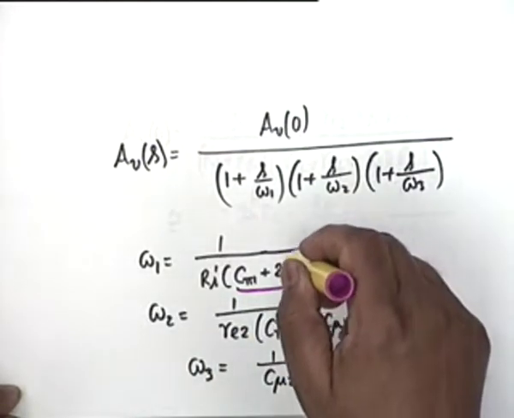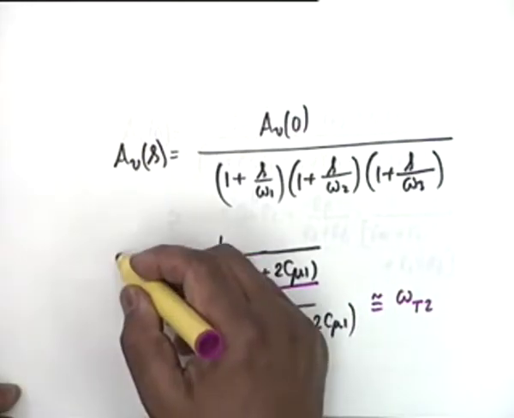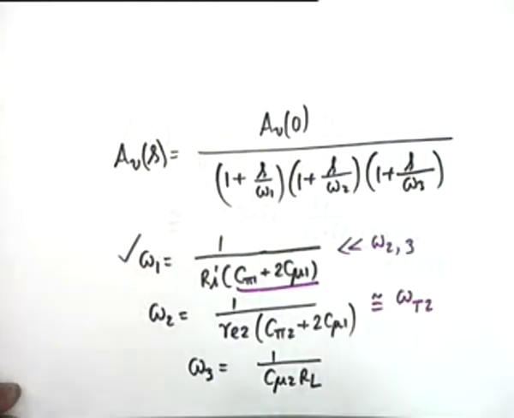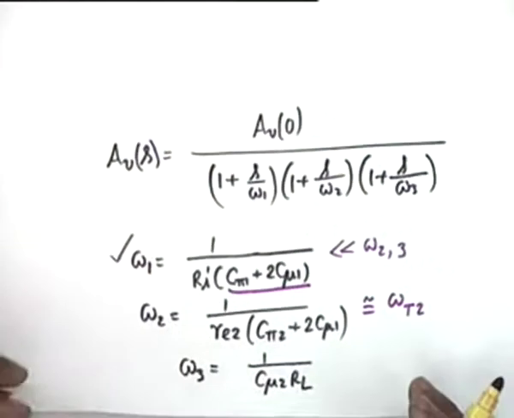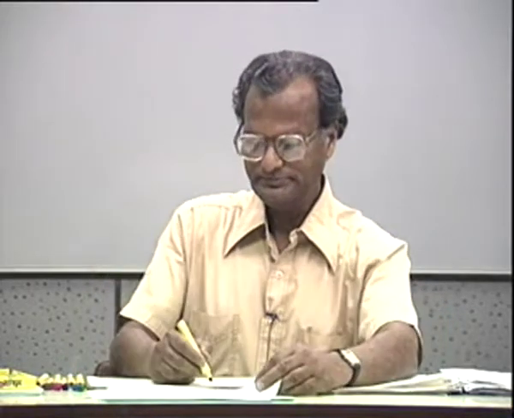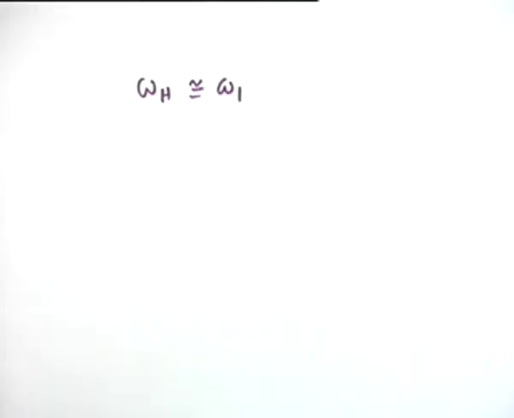And therefore, which of these frequencies do you think shall dominate? Omega 1. Obviously, omega 1 would be much less compared to omega 2 and omega 3. Therefore, to a first approximation, omega h is approximately equal to omega 1. In other words, the source end controls the high frequency behavior.